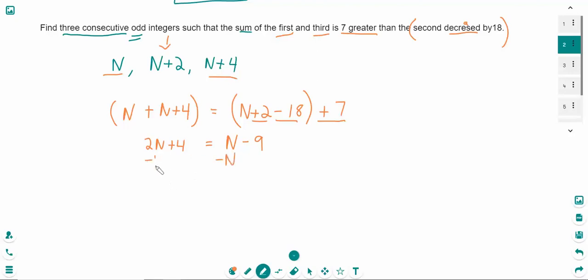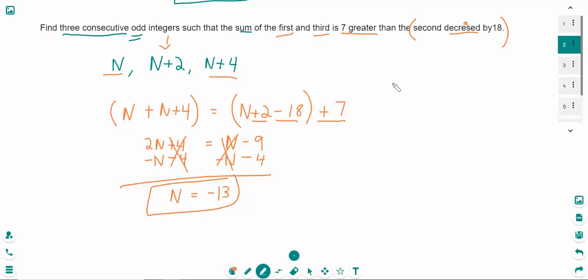All right. Now we can move our n's over onto one side. So we'll subtract n from both sides. I'm going to move this 4 over to the other side. So I'm going to subtract 4 from both sides. And we end up with an n is equal to negative 13, which is great. That's what we're looking for.